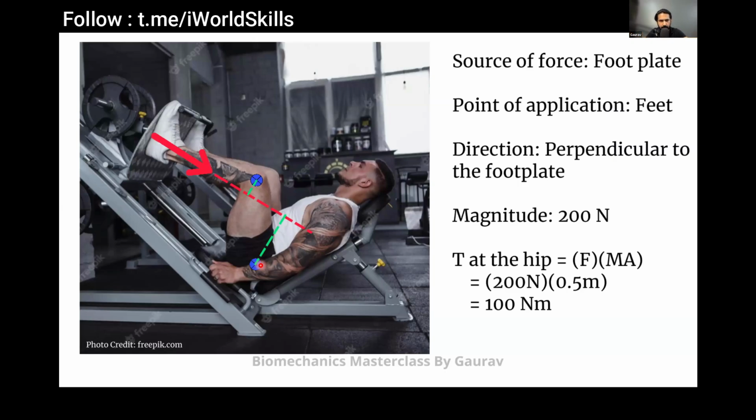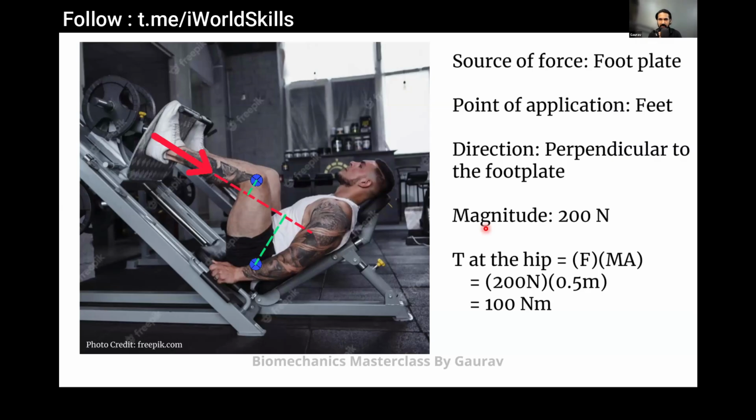Now, if you draw a perpendicular line over here, look at this green colored perpendicular line. Everyone, this is your moment arm for the hip joint axis, right? And this green colored perpendicular line over here is your moment arm for the knee joint axis. Now, if I ask you the same question, which joint is experiencing more resistance, hip or knee? Let me know.